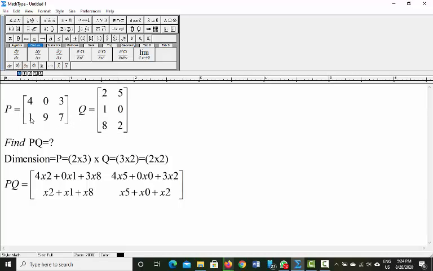So now we need to take the second row. In the second row of the first matrix we have 1, 9 and 7. So it will sit like that: 1, 9, 7. So here 1, 9, 7. So multiplication is done. Now we will just simplify.